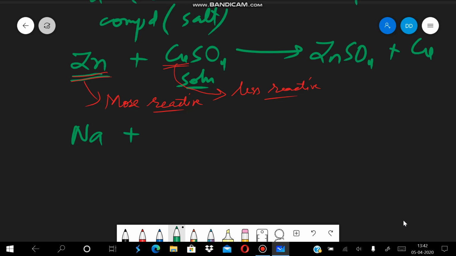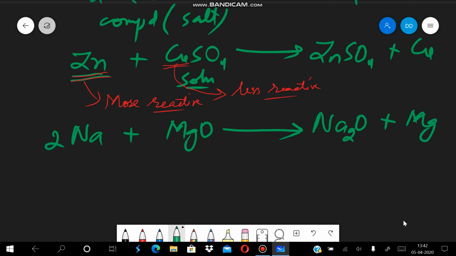When sodium metal is heated with magnesium oxide, we get sodium oxide and magnesium as the product. Now again, in this case, we can see that sodium, which is a more reactive metal, has displaced magnesium from its oxide, and magnesium is a less reactive metal as compared to sodium.